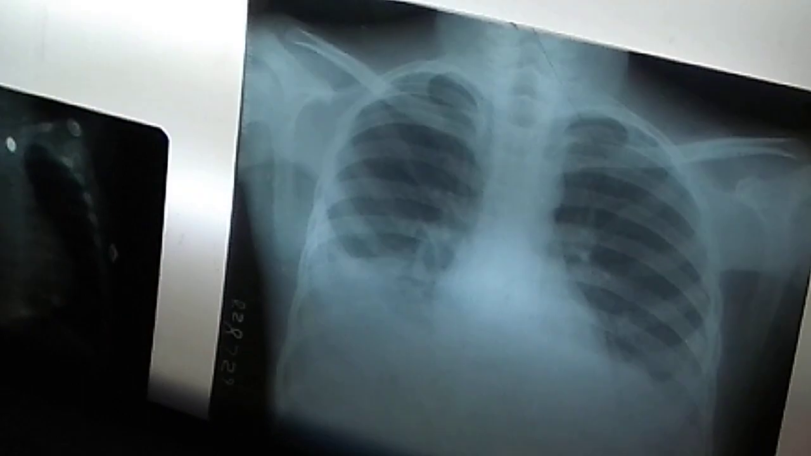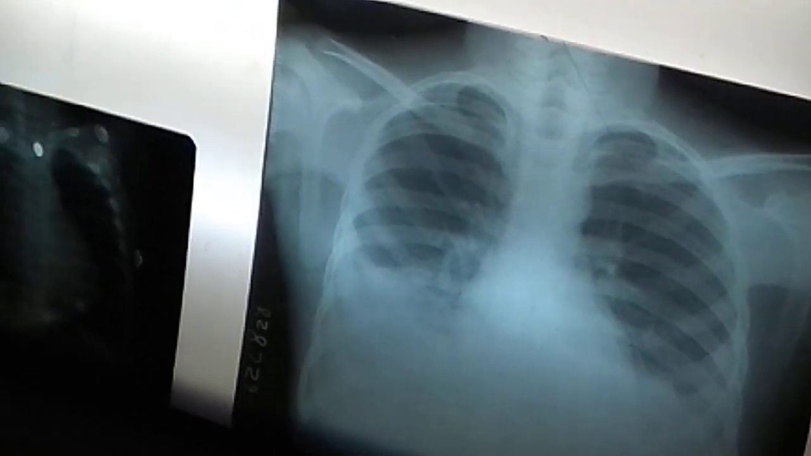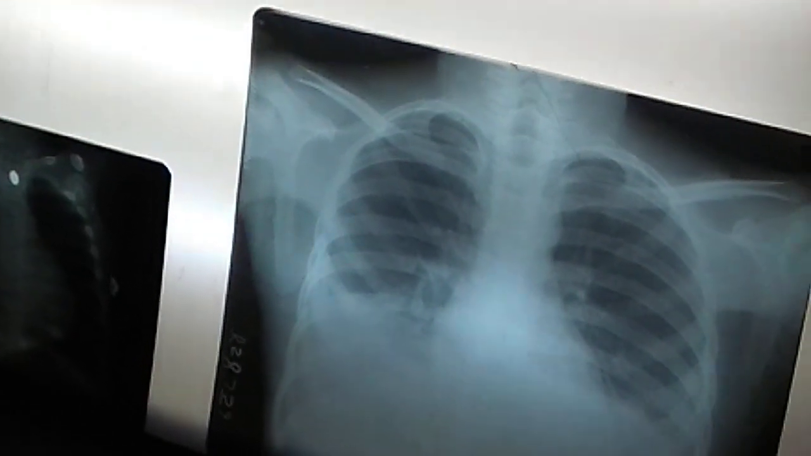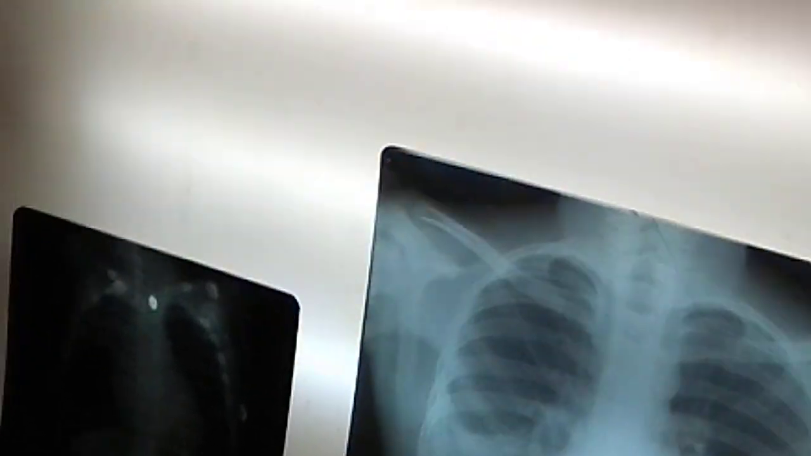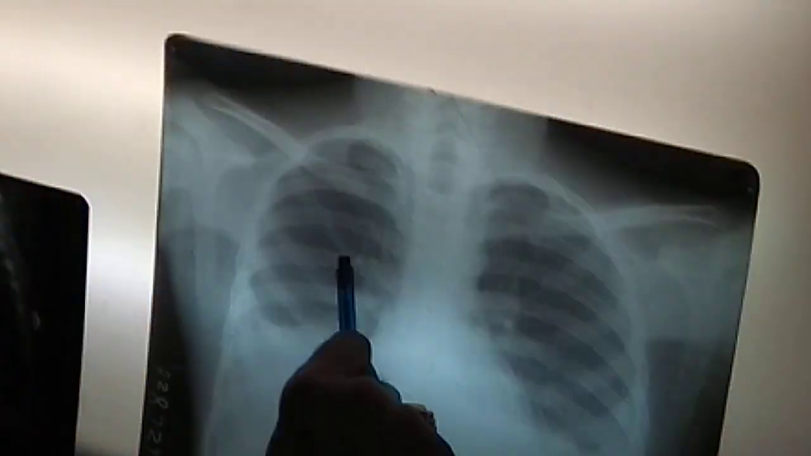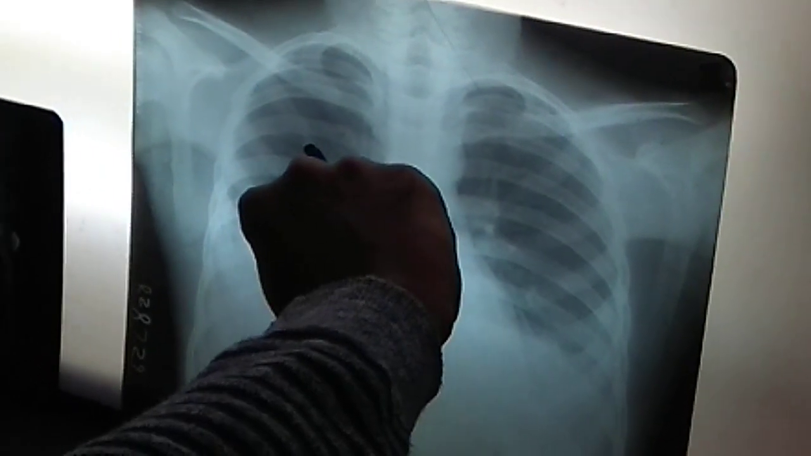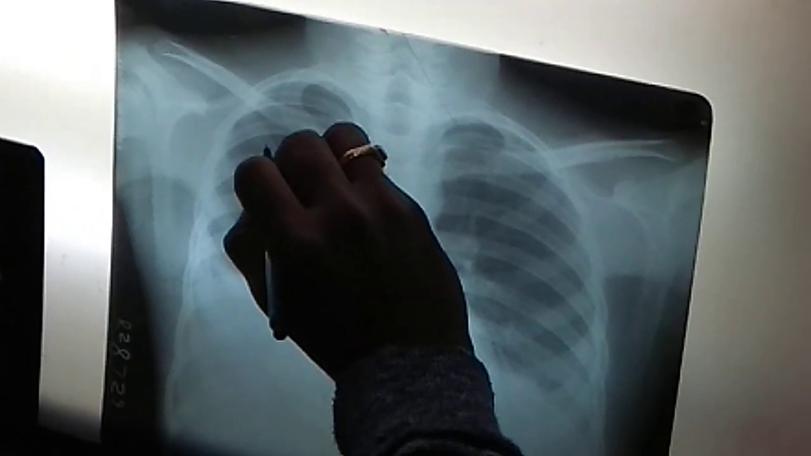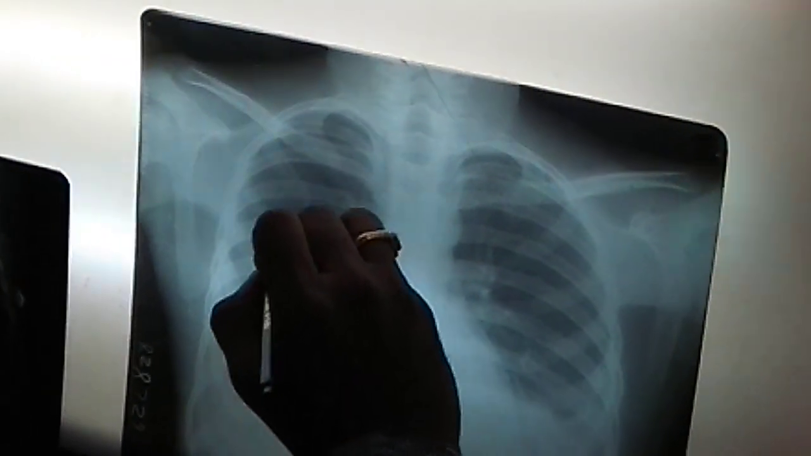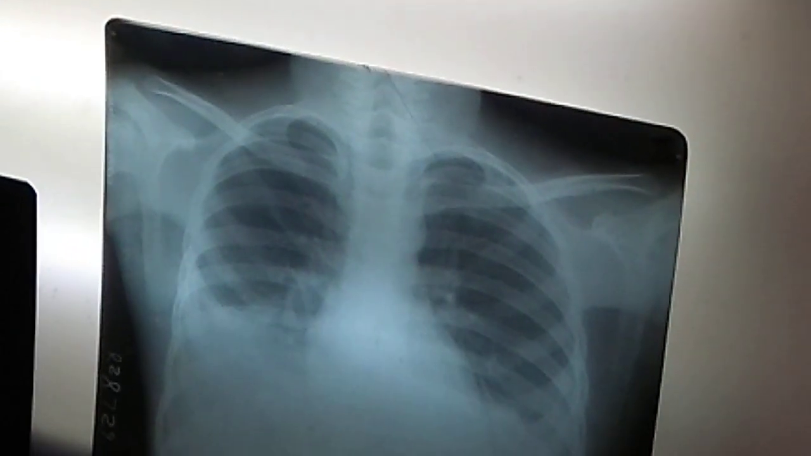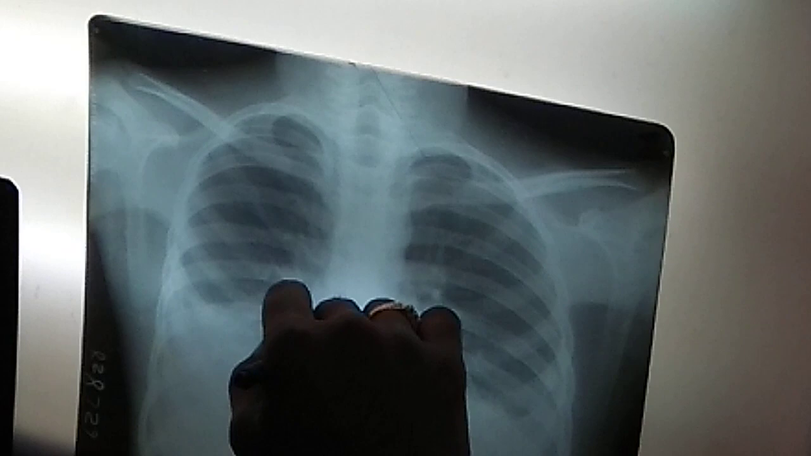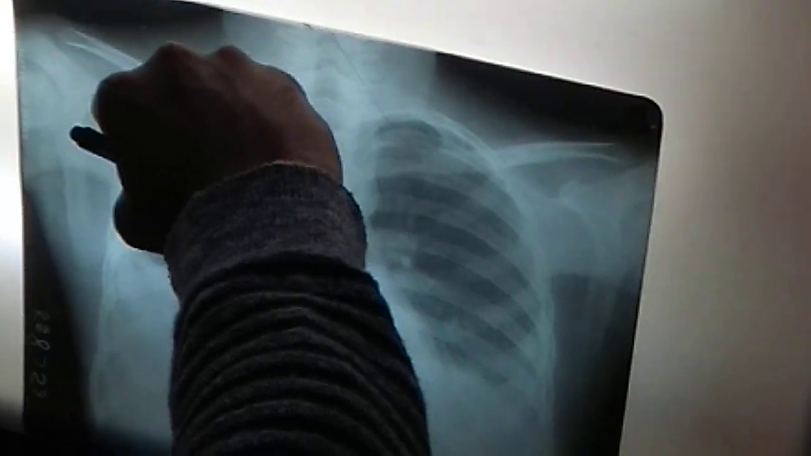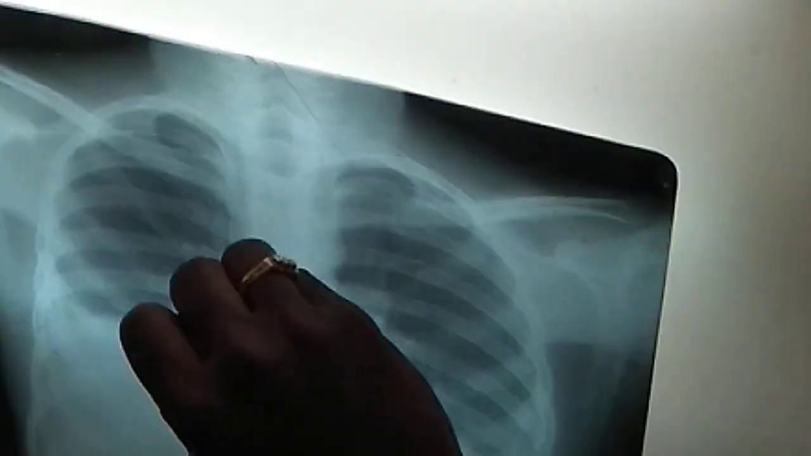How can you count the interspaces? Where is the anterior and where is the posterior end of the rib? What we are saying, the most prominent ones, this is posterior. This is anterior. Show me the end. You are showing me the body of the rib, but I want the end. This is the posterior end of the rib. That side is the anterior end of the rib.